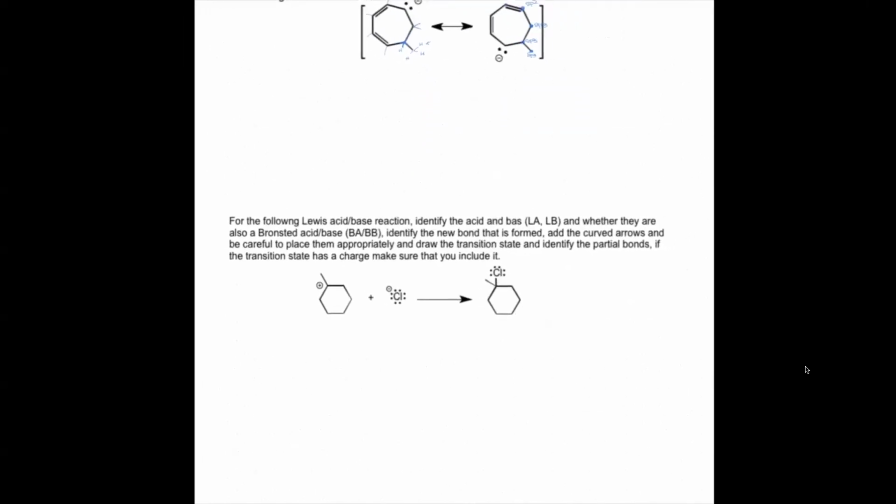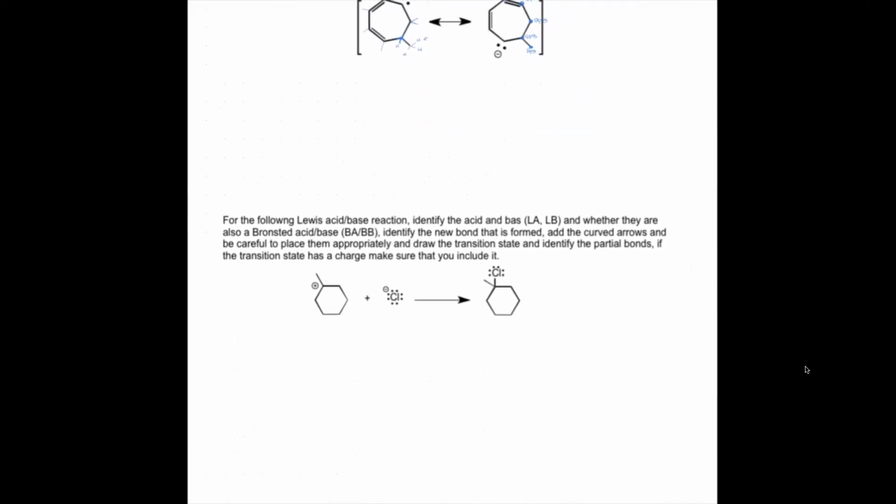Sure. Okay. So it's asking, identify Lewis acid, Lewis base, or Bronsted acid, Bronsted base, and to do curved arrows, and to be careful to put them in the appropriate way to draw the transition. Does it say and draw the transition state and identify any partial bonds? All right. To go from here to here.